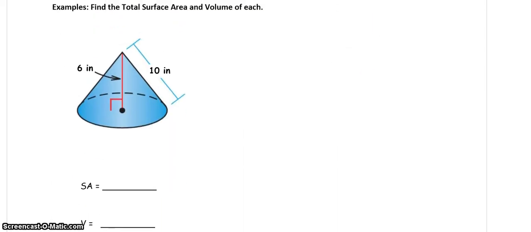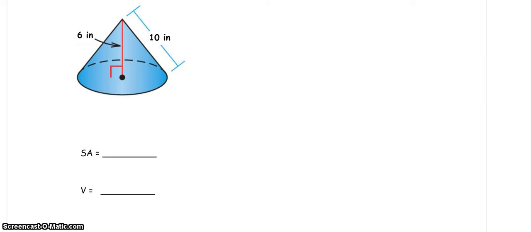Alright, so find the total surface area and volume of this cone. So let's start with surface area. We have 1/2 times perimeter. Well, in order to find the perimeter, we need to know the radius. So we're going to draw in a line here. 6, what, 10. That's a 6, 8, 10 triangle, a Pythagorean triple. If you don't remember it, do the Pythagorean theorem.